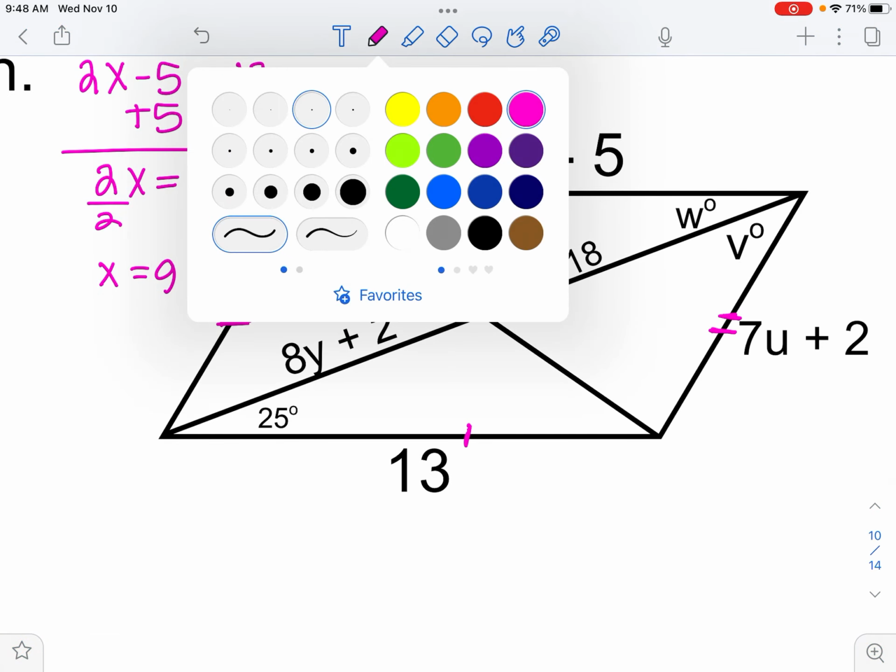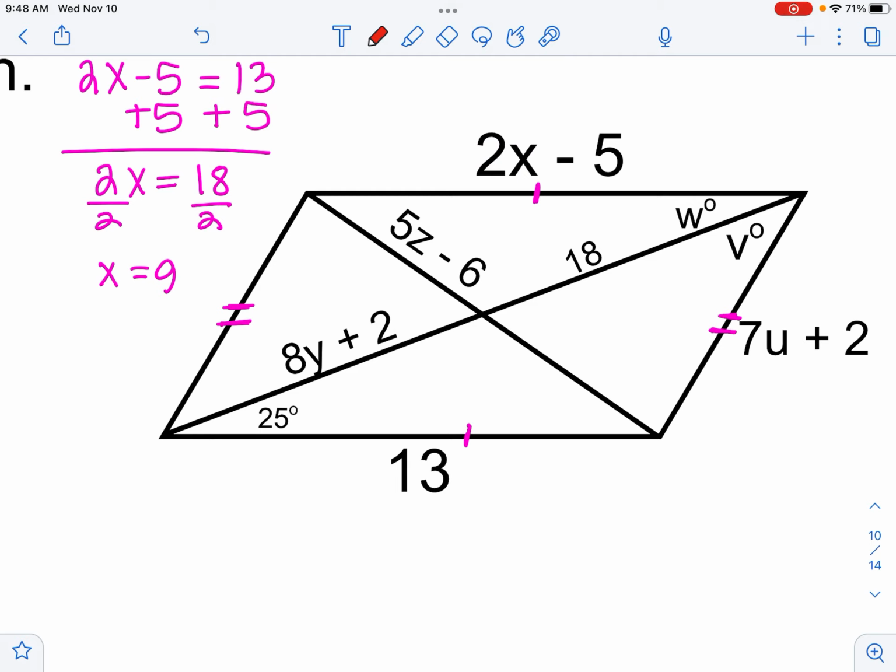All right, let's move on to the fact that the diagonals bisect each other. Then we'll move on to opposite angles and same side interior angles. We'll use all that. So diagonals bisect each other. So I know that this piece is congruent to this piece. Notice I'm using a different amount of tick marks. Don't want to use one tick mark because I already used it.